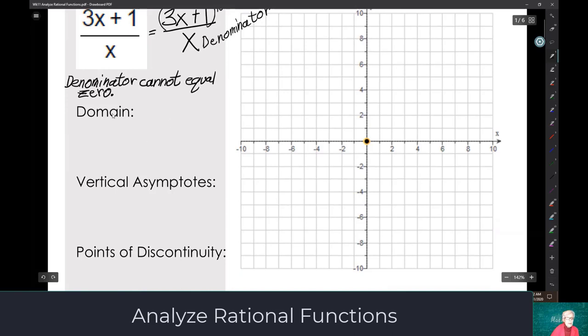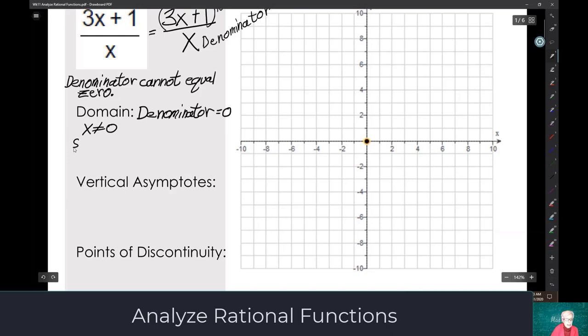So if we remember that, then the way you find the domain is you set the denominator, whatever is in the denominator, equal to zero. So let's do that. All we've got is an x. So x cannot equal zero.